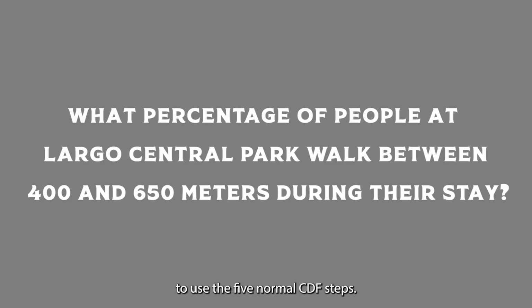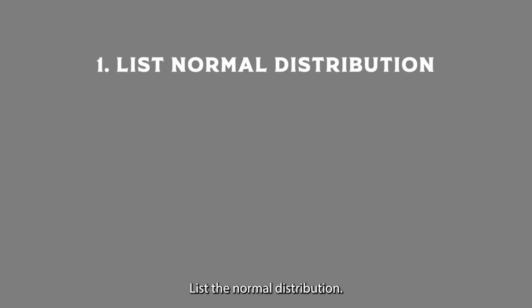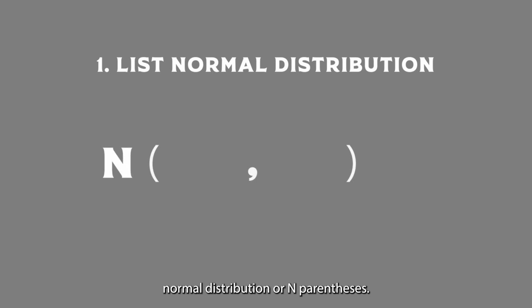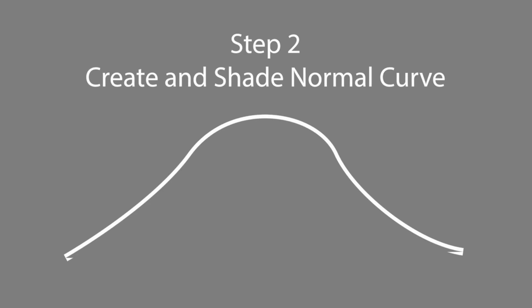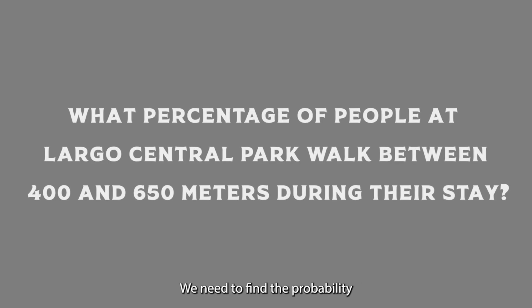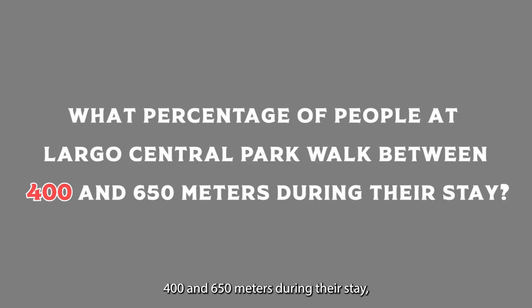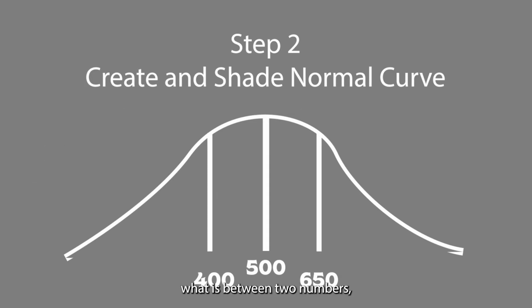This question wants us to use the 5 NormalCDF steps. First step, list the normal distribution. We already found the mean and standard deviation in the question, now we just have to write it down. Normal distribution, or N, parentheses 500, 100. Now for the second step, create and shade the normal curve. The mean goes in the middle, 500. Now we take a peek back at the question. We need to find the probability of people at Largo Central Park that walk between 400 and 650 meters during their stay. Since we're trying to find what is between two numbers, we will shade between those numbers.